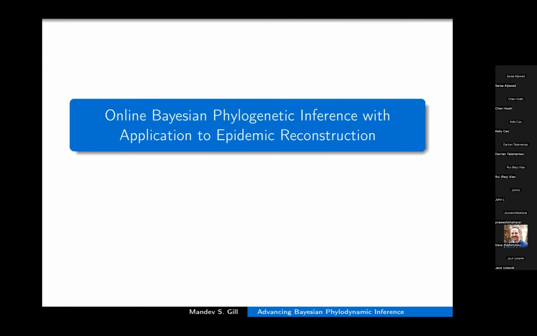All right, so now I want to talk about online inference and the scenario that motivates it. And what I mean here by online inference is an inference framework that can, in some sense, accommodate data that arrive bit by bit in a serial fashion, rather than requiring that all of the data are available at the beginning of the analysis.